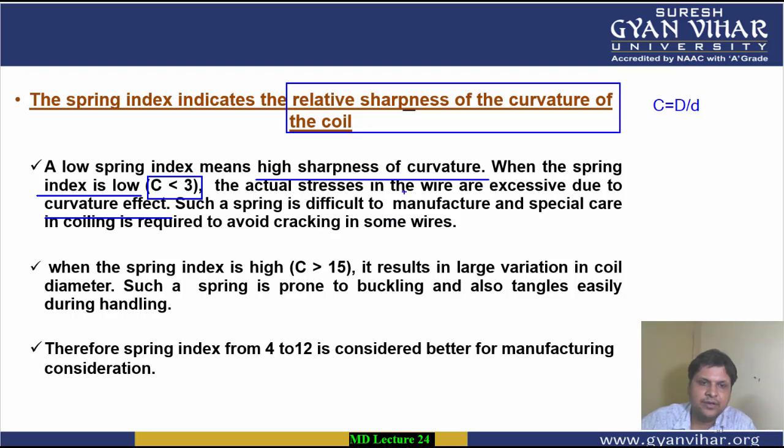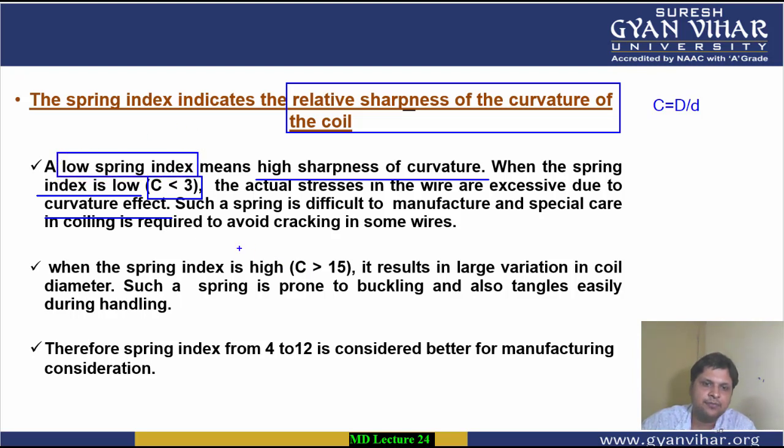So basically, you all know, in order to bend such type of wires, in order to give them the shape of a spring, you can see that it is very difficult to manufacture. A lot of effort is required when the spring index is less than 3. Here there is high sharpness of curvature. So this was the low spring index case.